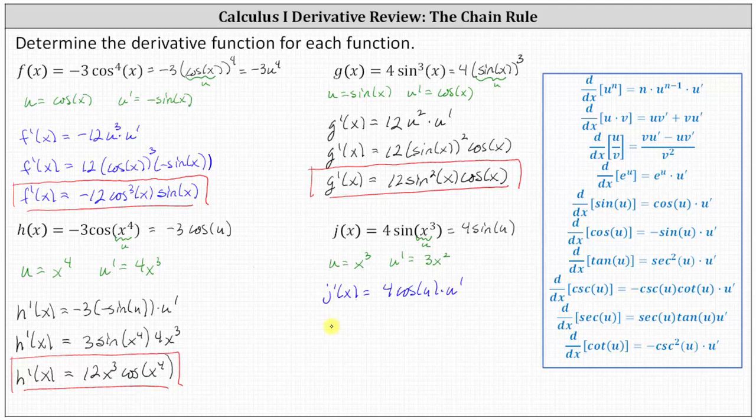Writing it back in terms of x, we have j prime of x equals 4 times cosine u, which is cosine x cubed, and u prime is equal to 3x squared. Simplifying one more time, we have j prime of x equals 12x squared cosine of x cubed.